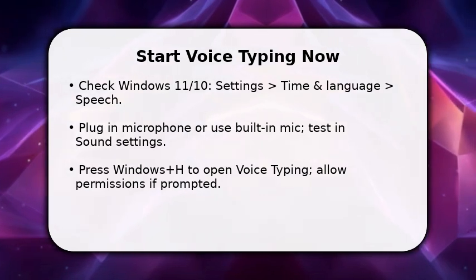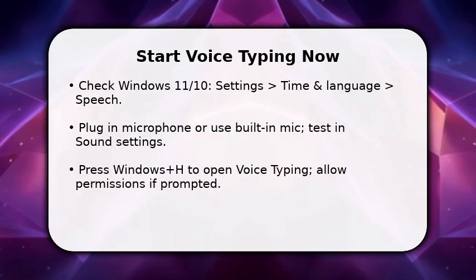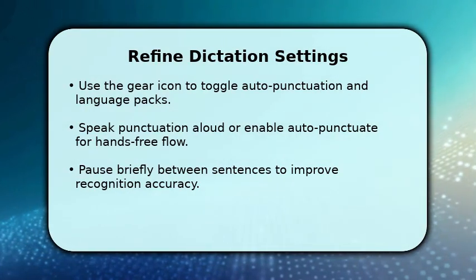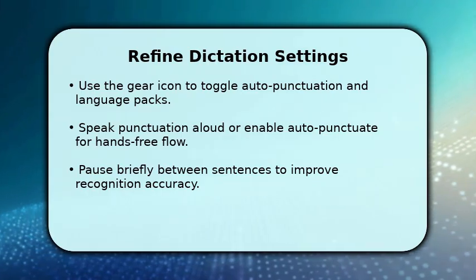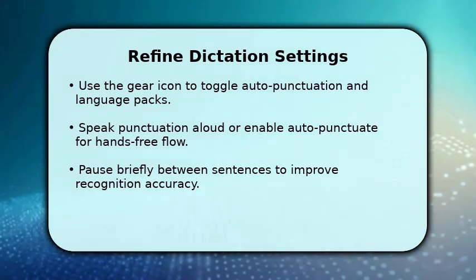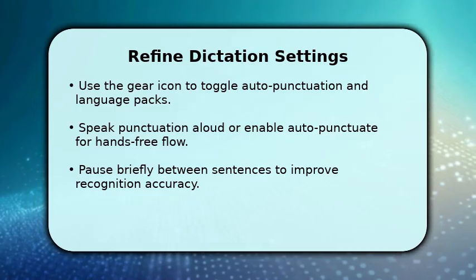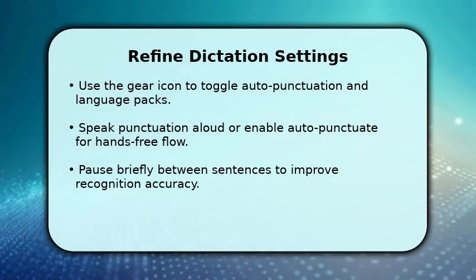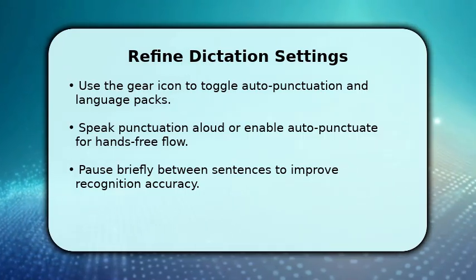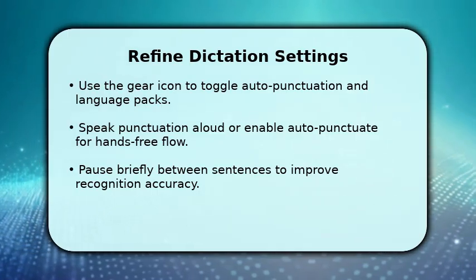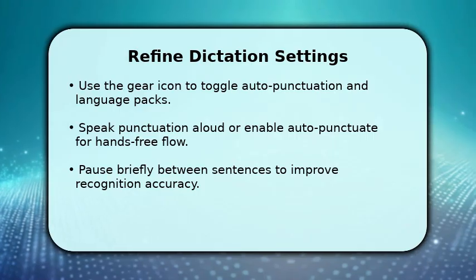Now refine how voice typing converts speech into clean text. Click the settings gear in the toolbar to enable auto-punctuation and install any additional language packs you need. This reduces manual edits later. If you prefer control, say punctuation like comma or period, otherwise rely on auto-punctuate for natural formatting. Once done, speak in complete phrases and pause briefly between sentences so the system segments text correctly. Make sure your microphone stays stable.